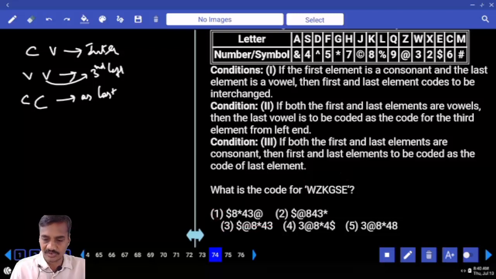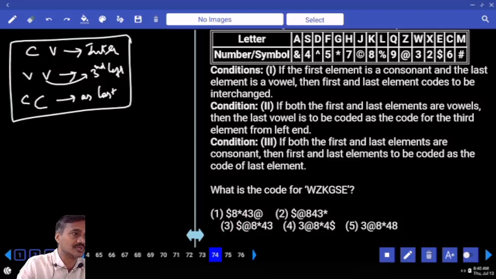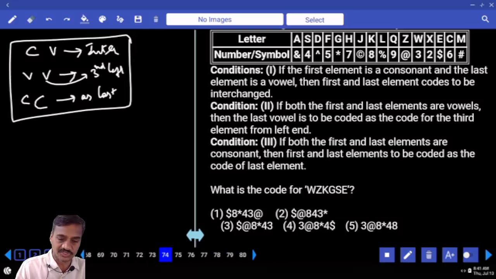And 74, first is a constant, last is a vowel. Interchange the code. The code for W3 must be written as E, and E score dollar must be written as W score dollar and 3. Now among the given choices, dollar and 3 appears only in choice 3, 73. This is how you need to deal with these types of questions. First, we need to write down this one very clearly. Decode the given data. Then from there onwards, eliminate the given choices.